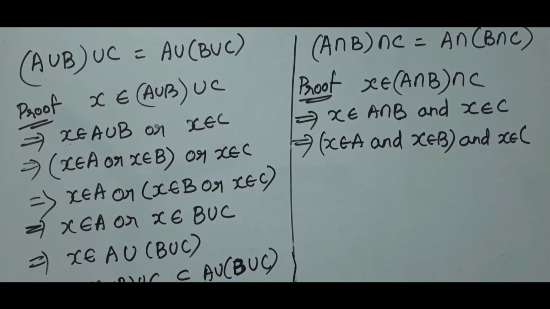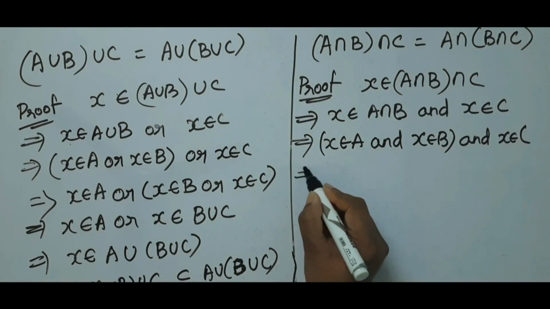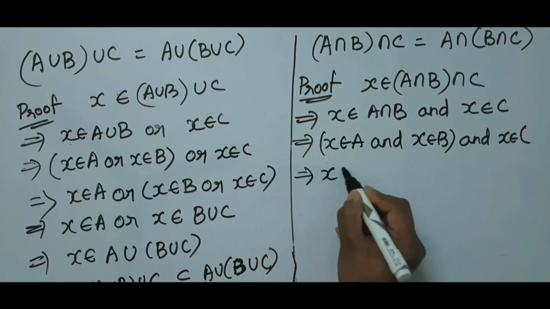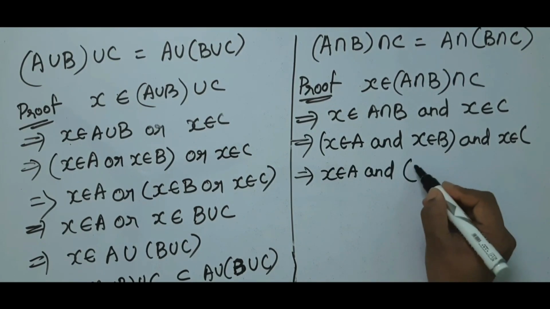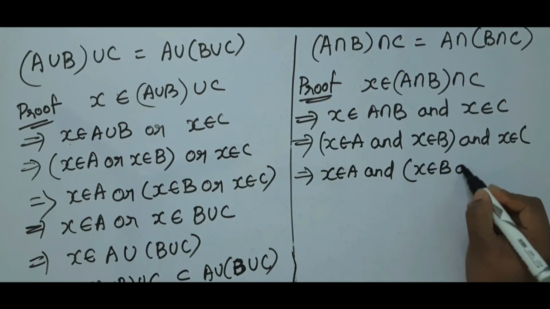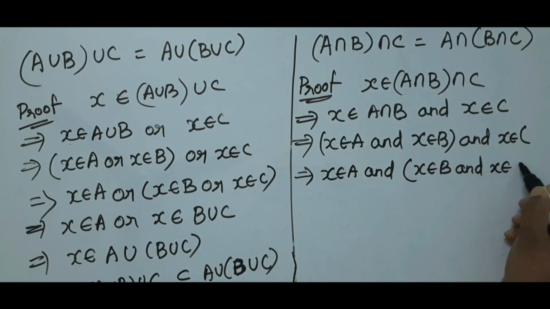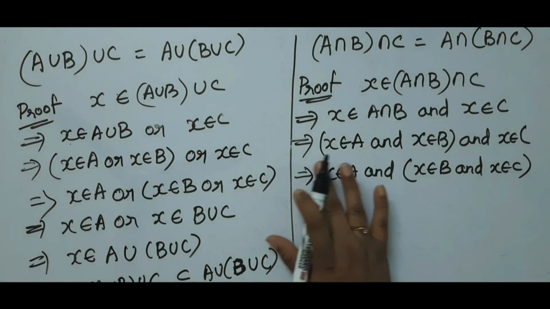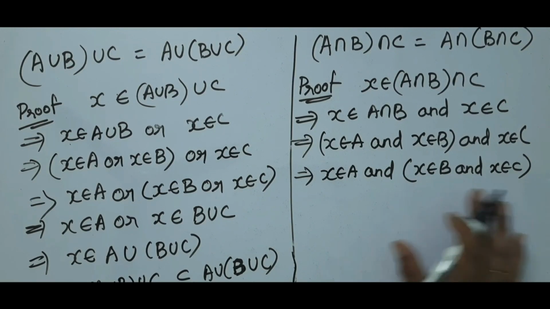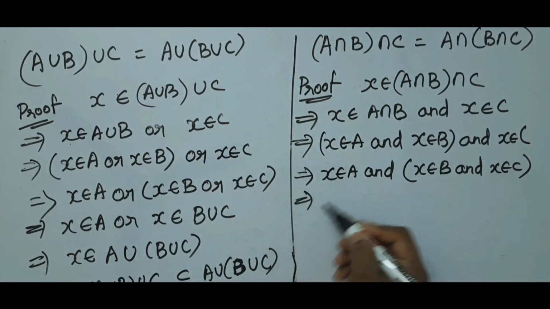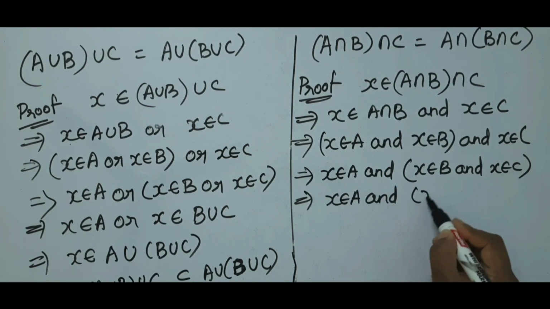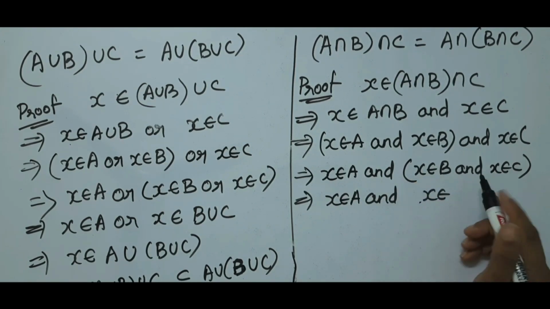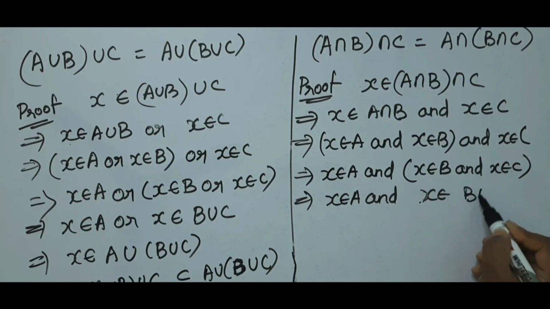Okay. So this can be, remove the brackets, X belongs to A, and begin the brackets here, X belongs to B and X belongs to C. Close the brackets here. I have just removed the brackets and I have begun here and ended here. So this can be written as X belongs to A and X belongs to B intersection C. Is it not?